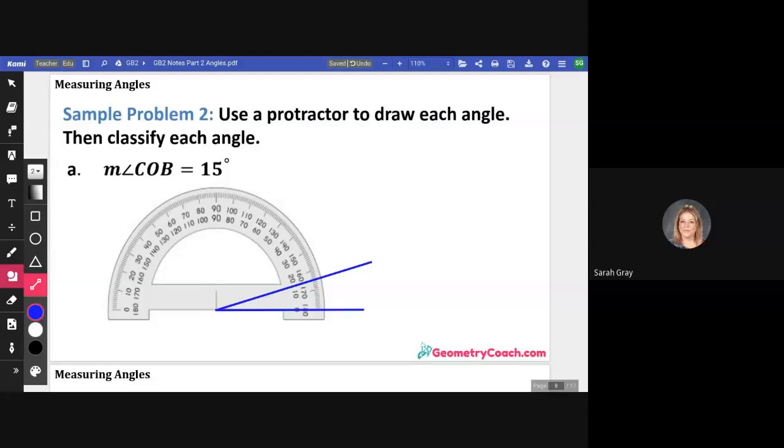And then since these are rays, we're going to put some arrows on there and label it with the letters of the angle. Okay, the vertex in this case has to be O, because O is the middle letter in the angle name. And the C and the B, doesn't matter which one you put them on.